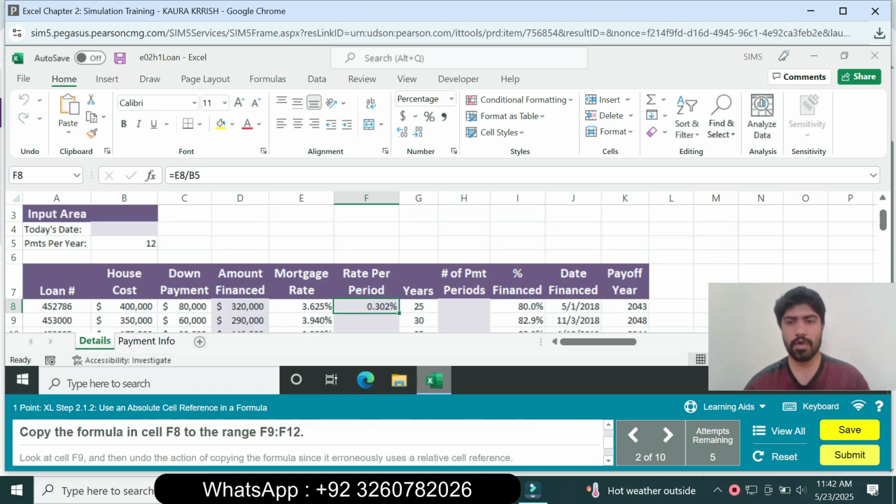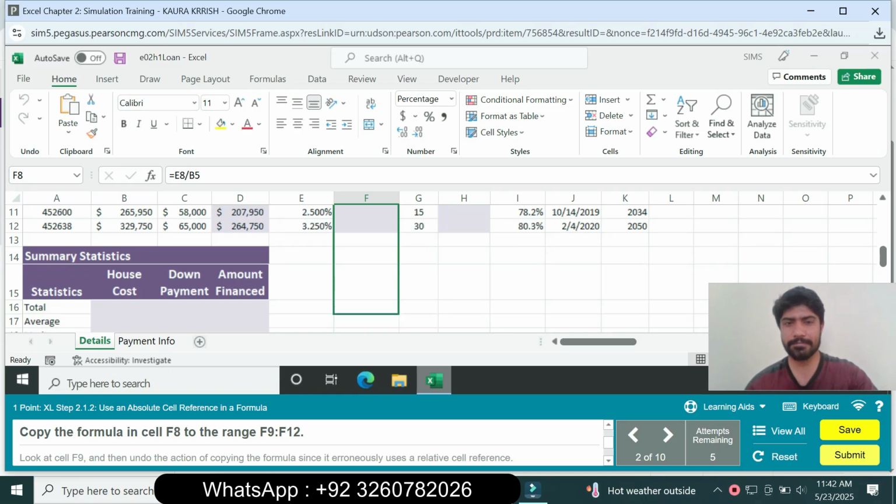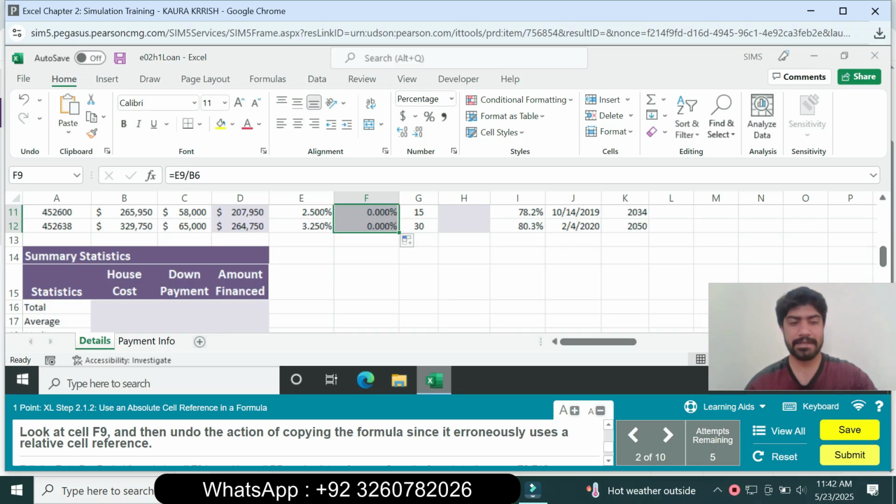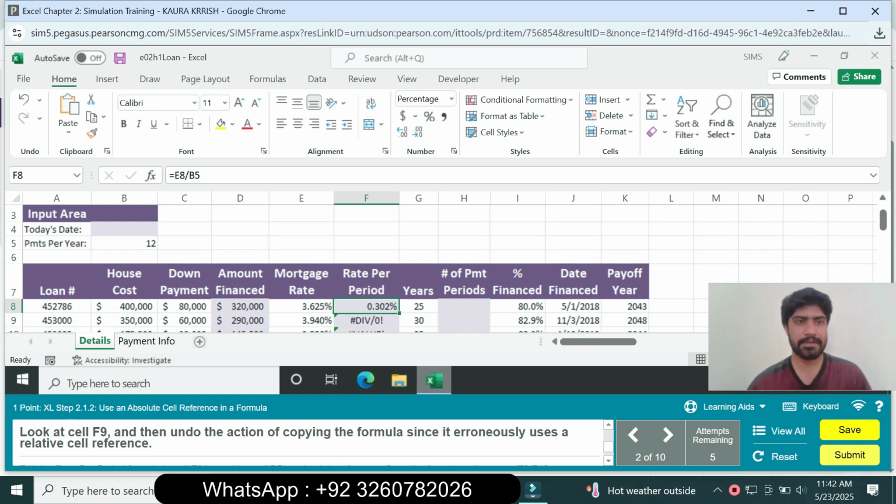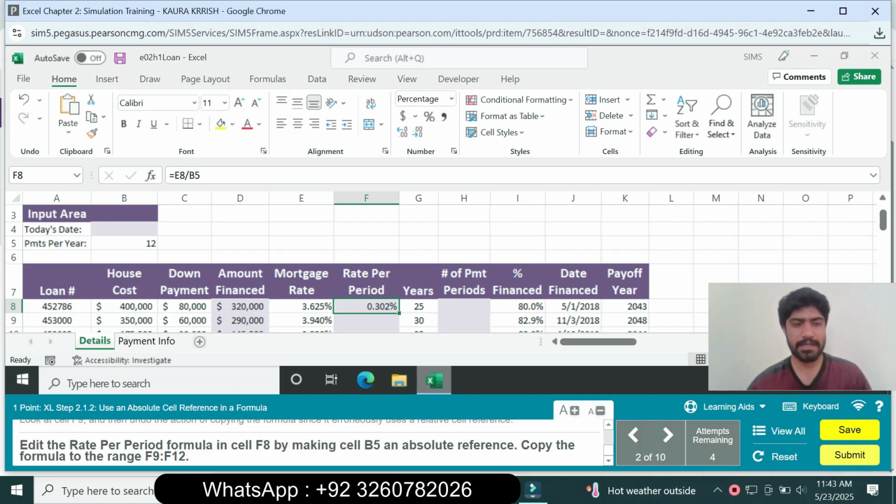Next is copy the formula F8 to F12. So copy the formula F9 to F12. Next is look at cell F9 and then undo the action, since copying the formula uses the relative reference. So look at F9 and undo the action.